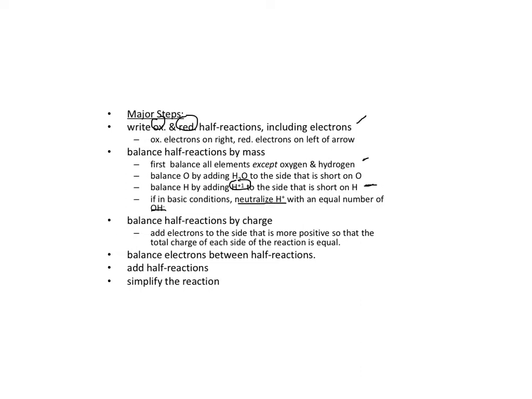Now that you've got the mass balanced, now balance the charge. So you want the sum of all of the charges on each side of the half reaction to be equal to one another. To do that, you can add electrons, and you want to add electrons to the side with the more positive total charge.